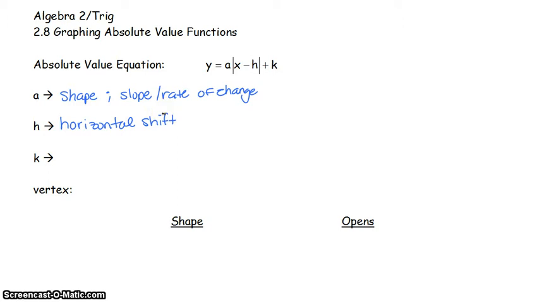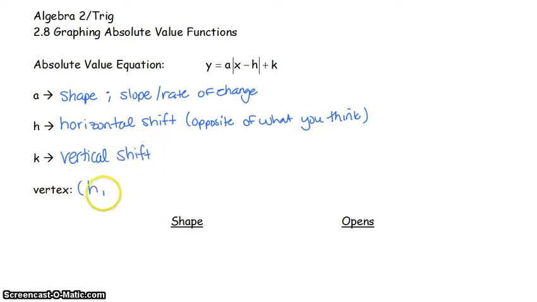Now when you have the horizontal shift, it's the opposite of what you think. Anytime you have something inside of parentheses or a grouping symbol, in this case the absolute value sign is our grouping symbol, when you bring it out it's going to be the opposite. So since you have the minus h, in this case h is positive. And k is going to be your vertical shift. The vertex is going to be at h comma k.